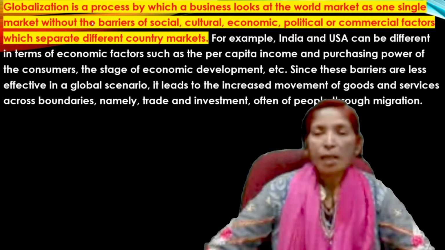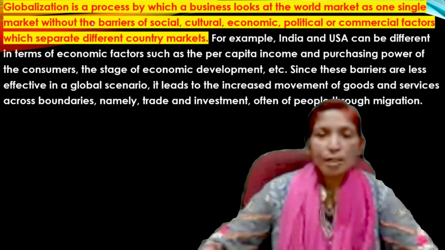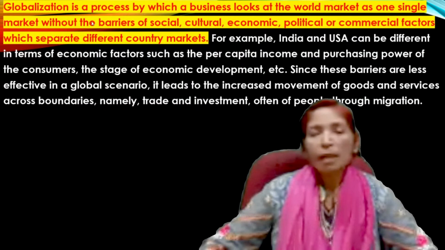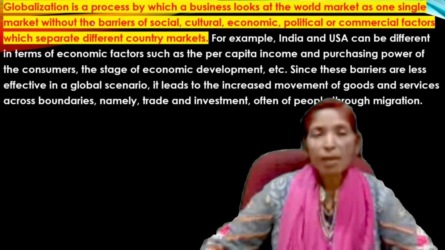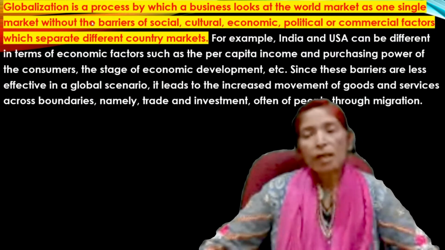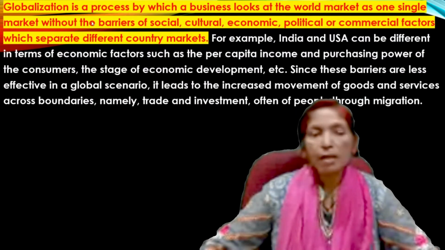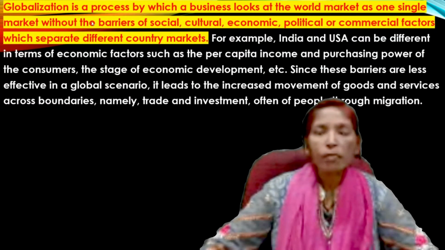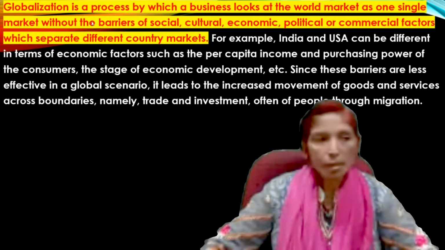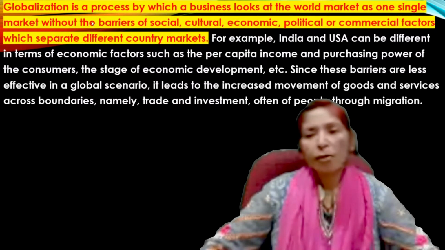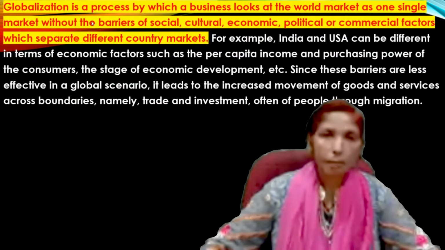Economic factor: in the USA, per capita income and the purchasing power of the country's people are very high. That's why they are called developed countries, and the poorer ones are called developing countries. Since these barriers are less effective in the global scenario, it leads to the increased movement of goods and services without any hurdles, without any obstacles across boundaries, namely trade and investment, and often of people through migration.